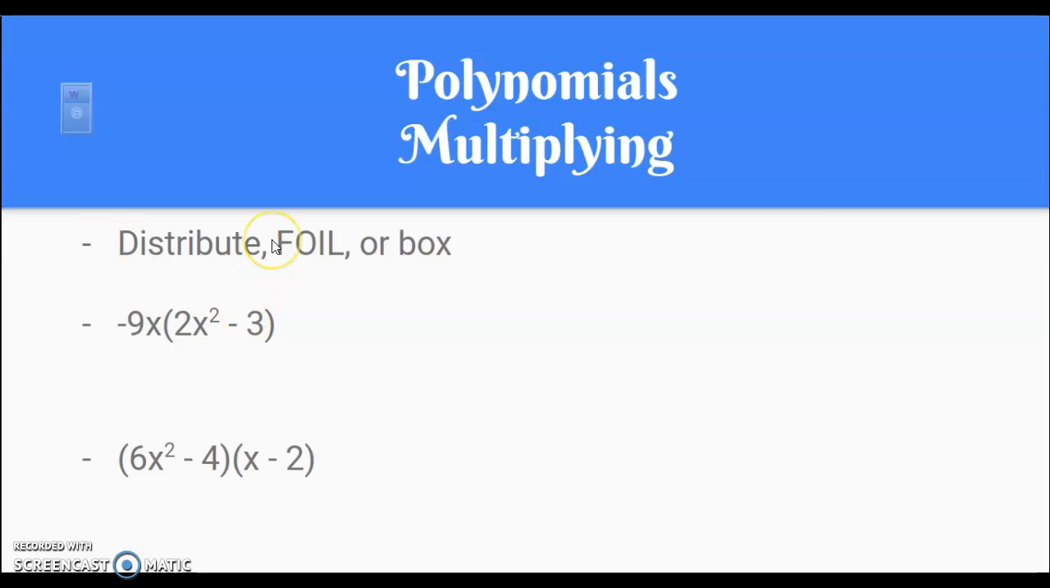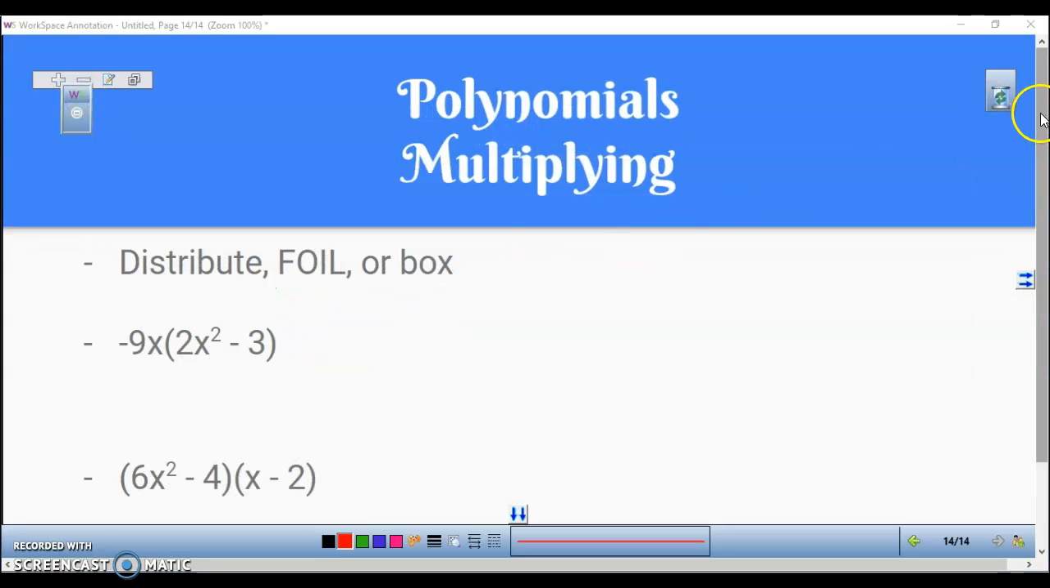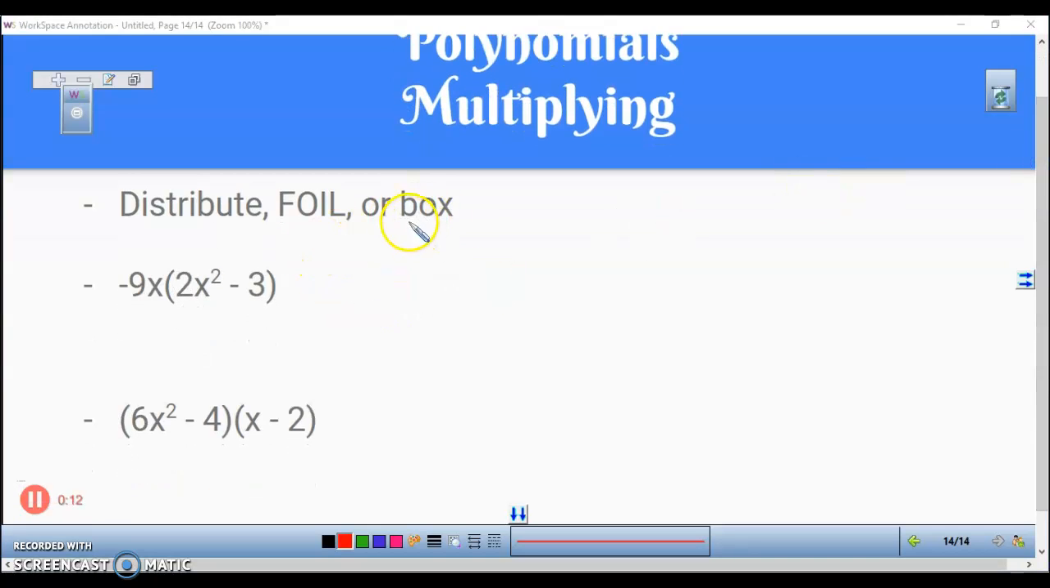All right, so remember when you're multiplying polynomials, you have a couple methods. You can distribute, you can FOIL, or you can use the box method. On your test, it doesn't require you to do any. You can pick whatever you want. So this first one, I'm just going to distribute here because it's pretty simple.